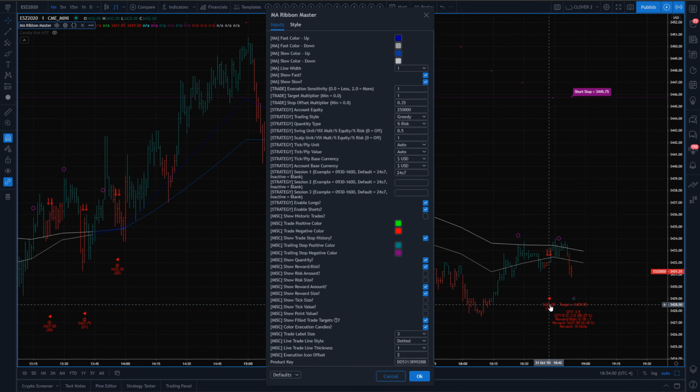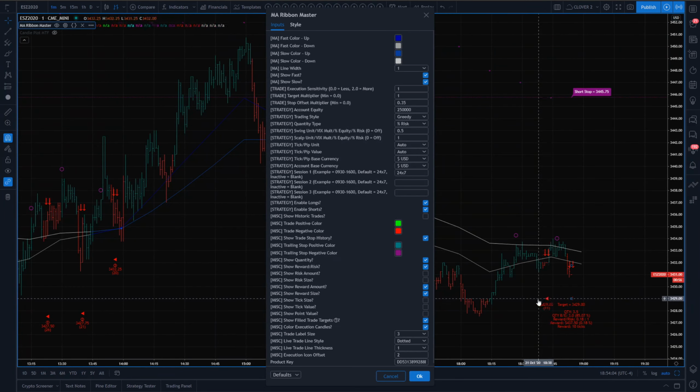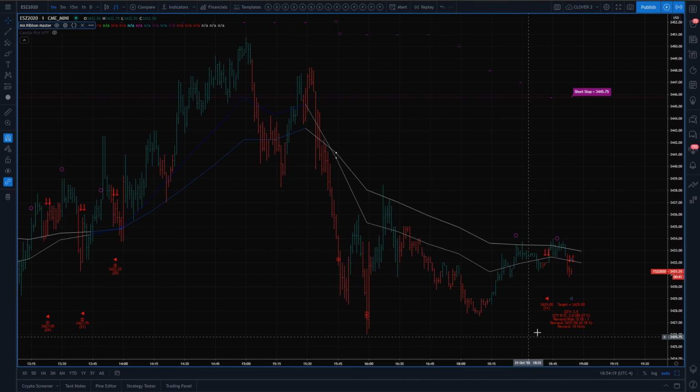And there are more things that you can show as far as the total text output for each trade. I have some things turned off here, like the risk amount, the risk size, and ticks. The tick size, tick value, point value, all those things are turned off, but you can turn those on to show more. This is just the basic information that's relevant to most traders for each trade that they take.